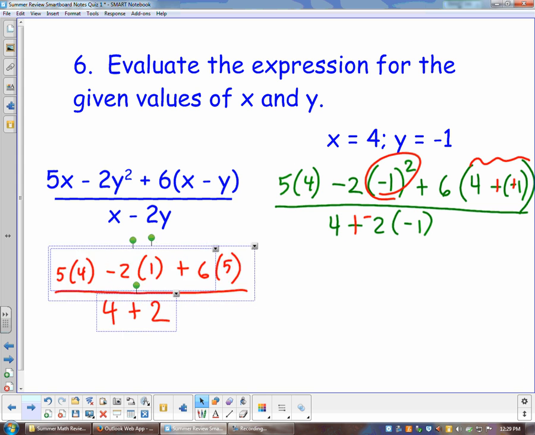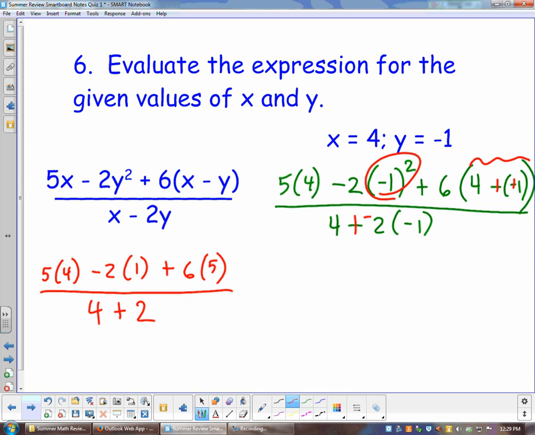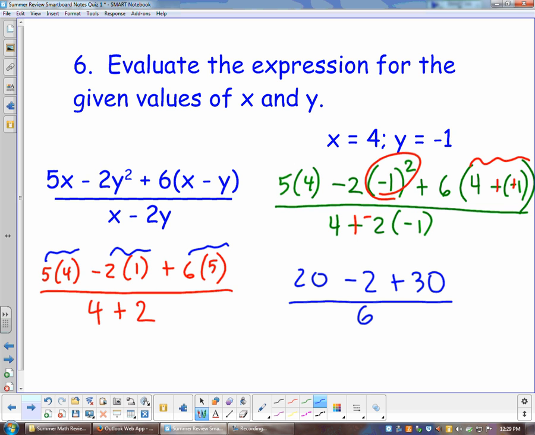All right, and then at this point, if I can do the multiplications that I see here, I get 20. This is going to be a minus 2, and this is going to be a plus 30, and this is over 6. And then 20 minus 2 is 18 plus 30. I think that's going to be a 48 over 6. So I'm getting 8 as my answer. Okay.